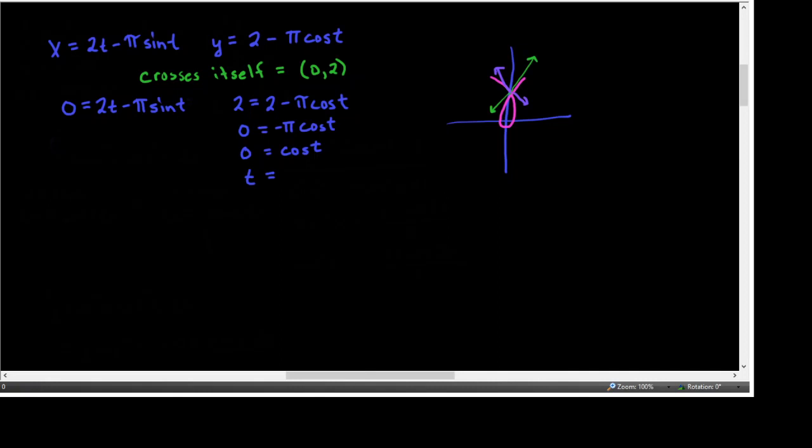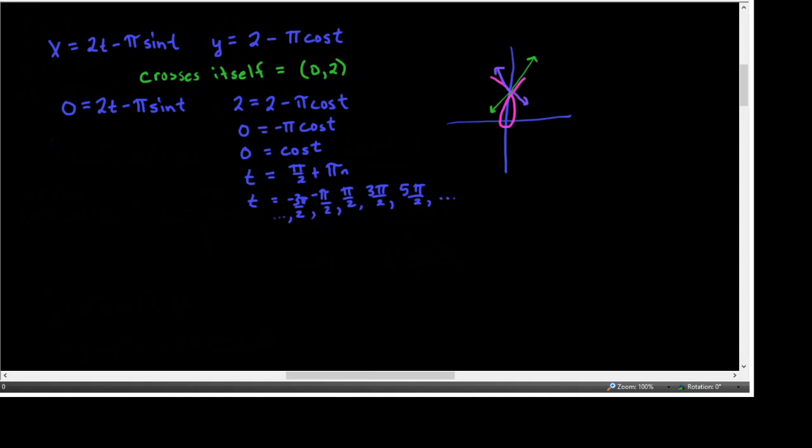Well, that happens at pi over 2 plus pi n. So at pi over 2, 3 pi over 2, let me list a few of these. Pi over 2, 3 pi over 2, 5 pi over 2, etc. Infinitely many answers, and we can go backwards with negative n, and it's also when t is negative pi over 2, negative 3 pi over 2, and etc. towards negative infinity, and there are infinitely many of those.